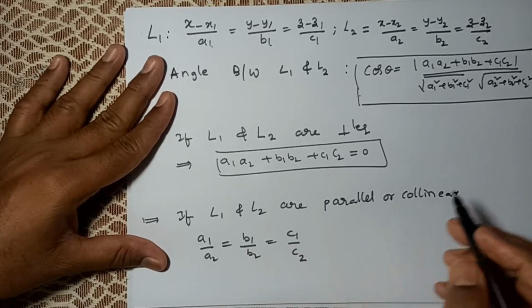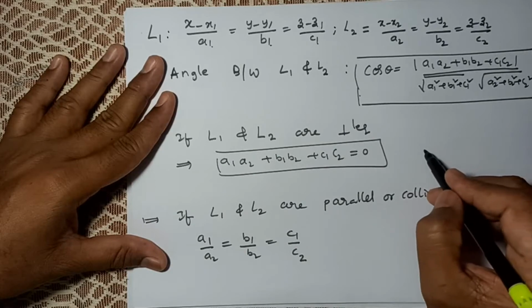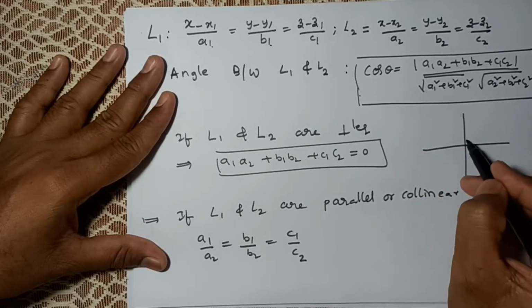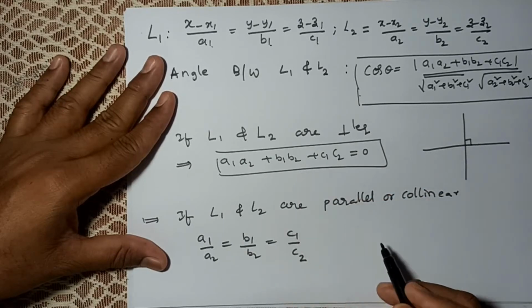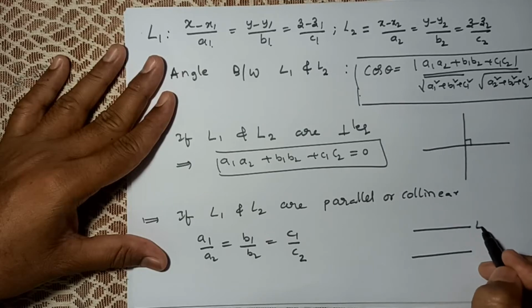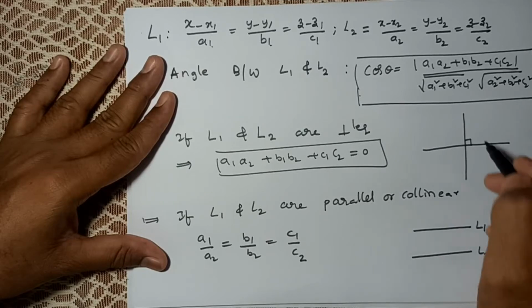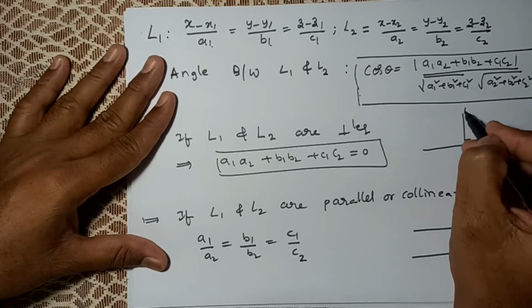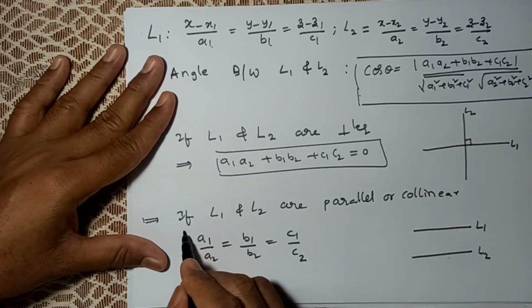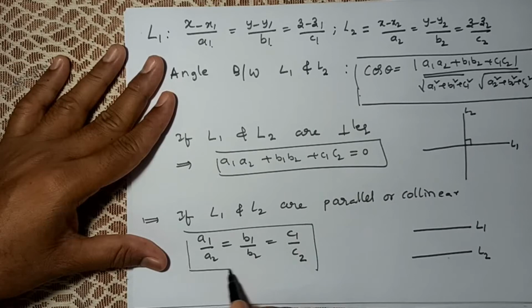So if two lines are perpendicular, this is the one line, this is the other line. Two lines are perpendicular, then this is the condition. Here two lines are parallel. This is L1, this is L2. Two lines are parallel, then this is the condition we can observe.